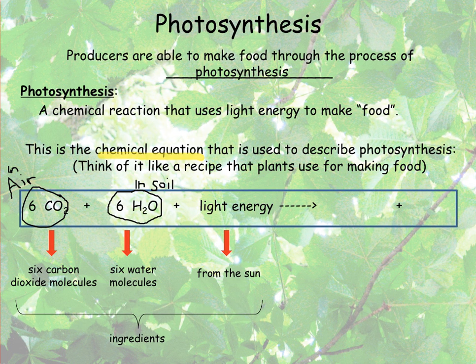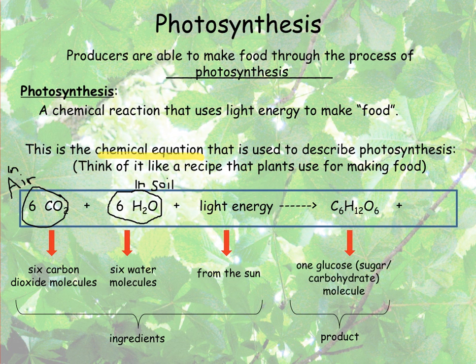What do we get once we've combined all the ingredients and added light energy? We get our desired food product, which is a molecule with the chemical formula C6H12O6. You are familiar with this molecule by another name, glucose. Recall that glucose is a type of sugar, which is a type of carbohydrate molecule.